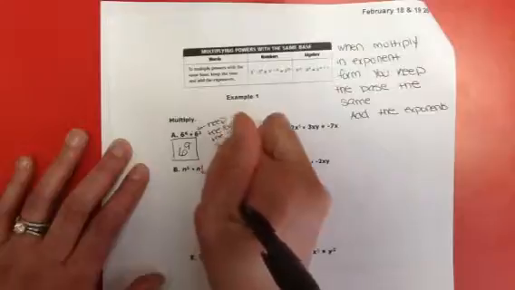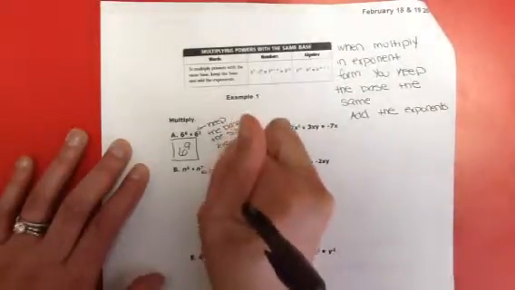Okay? So let's do B. Our bases are the same. So we would keep the n. Now, when we're multiplying exponents, we add the exponents. So 5 plus 7 equals 12. And now our answer will be n to the 12th power.